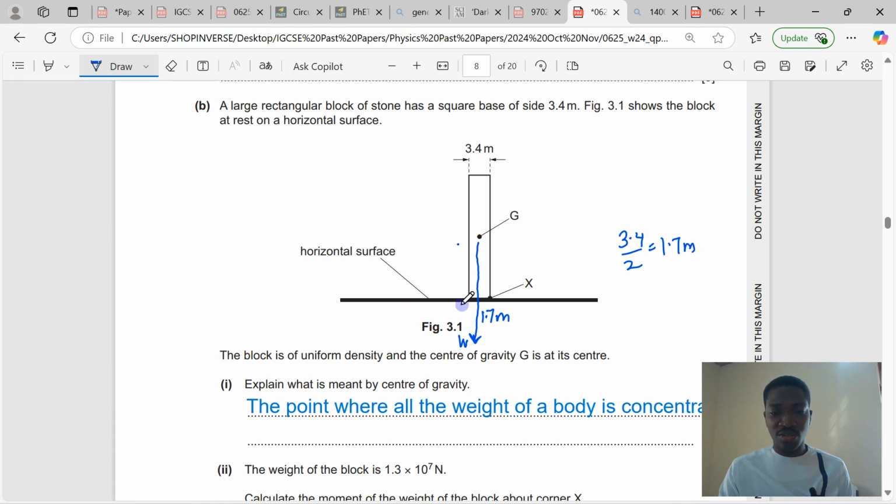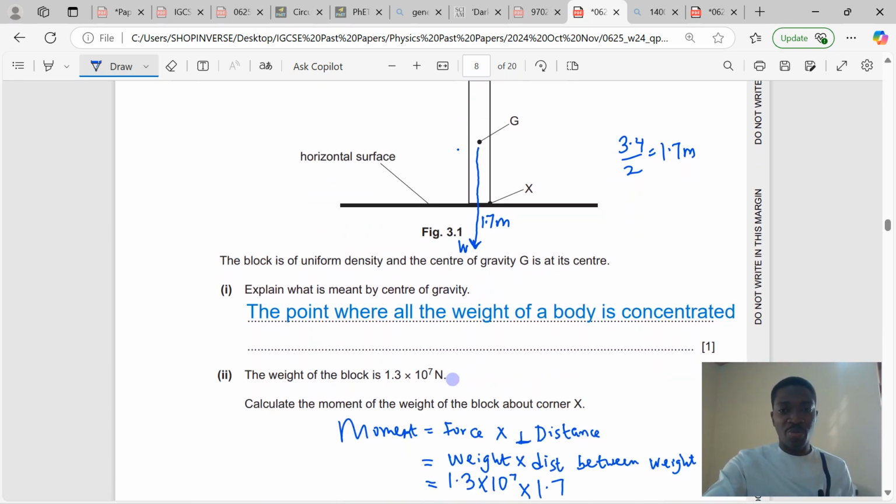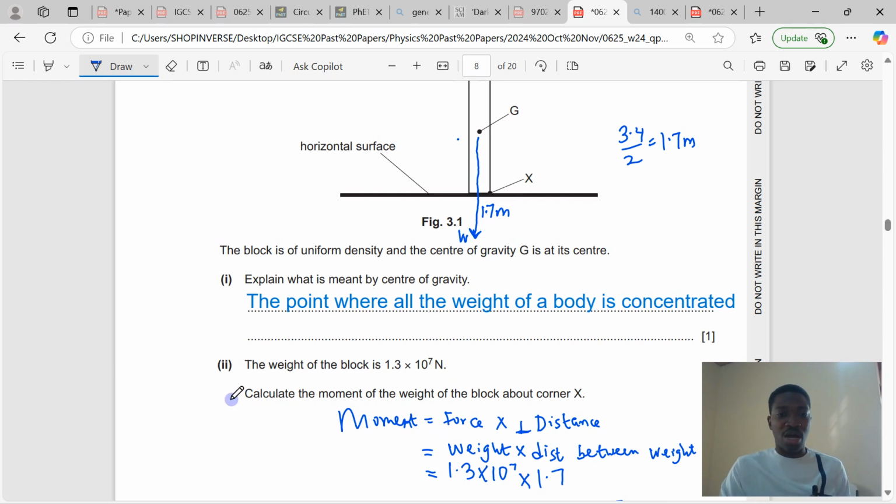The next question. A large rectangular block of stone has a square base of side 3.4 meters. Okay, the length of this side is 3.4 meters, because 3.1 shows the block at rest on a horizontal surface. The block is of uniform density and the center of gravity G is at the center. The center of gravity is here. Explain what is meant by center of gravity. It is the point where the weight of an object is concentrated, or where the mass of an object is concentrated. The point where the weight of an object appears to act. That is the definition of center of gravity.